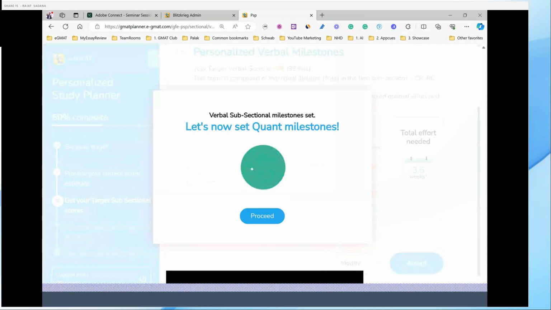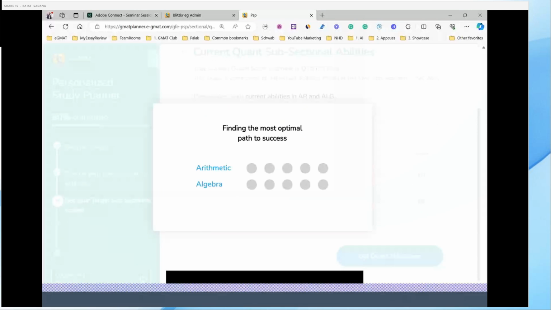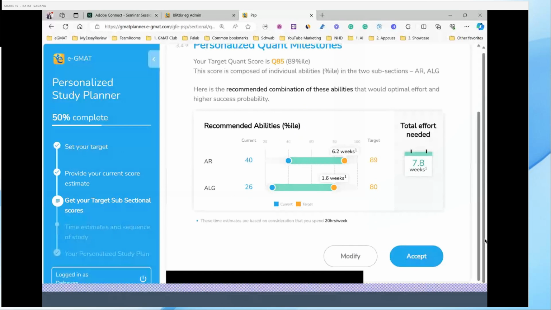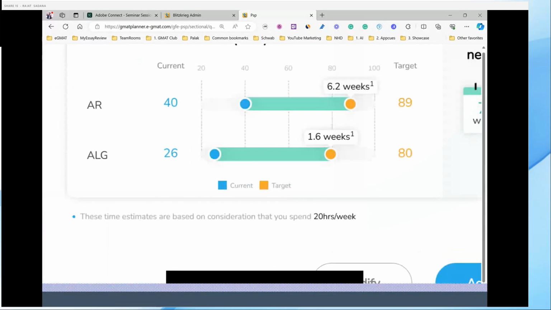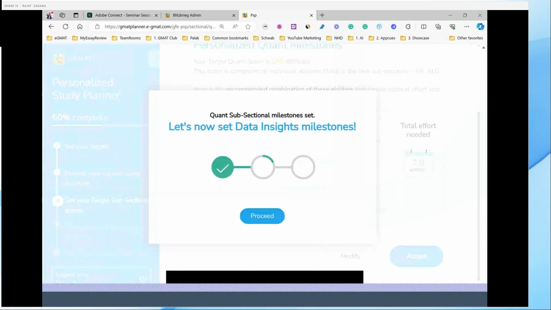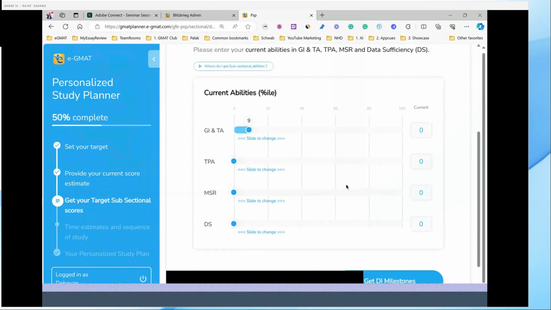You accept that, then it does the same thing with quant. Again, say 40th percentile here and 25th percentile here. It takes this into account, and based on data from upwards of 10,000 students, it tells you how long you would need in arithmetic and how long in algebra, and it assumes that you're going to spend about 20 hours a week. If you spend longer, you get done sooner. Let's do the same thing with DI here. So I'm going to put this here.